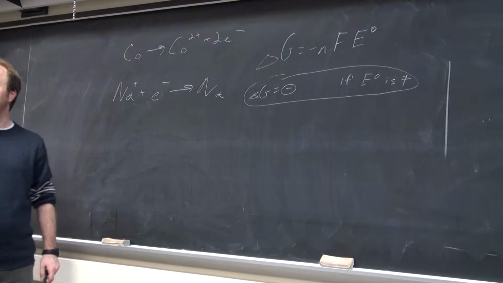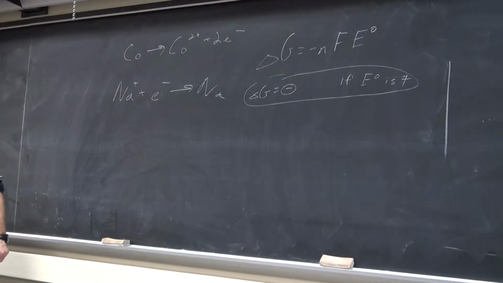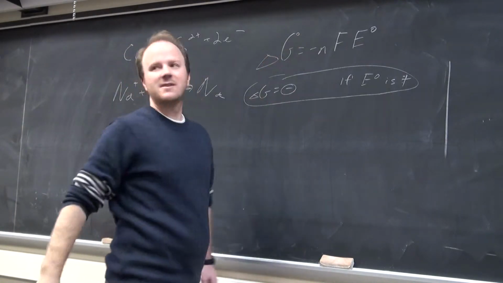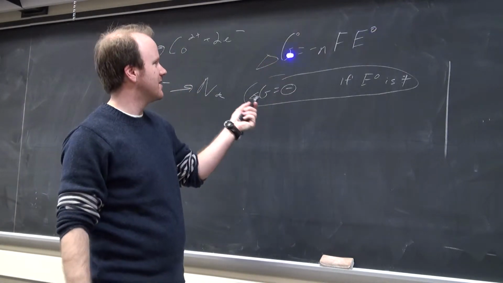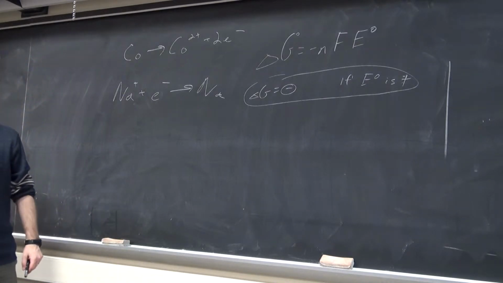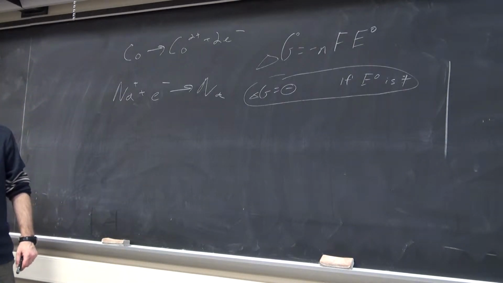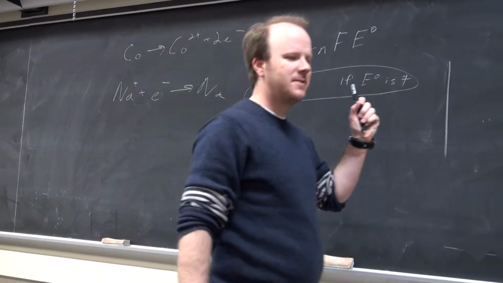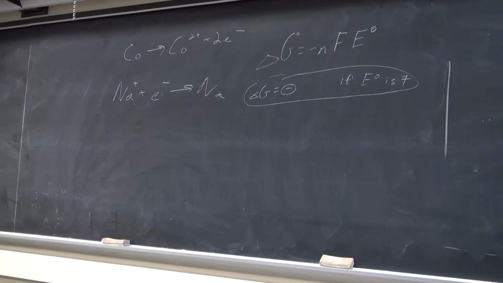And then the reverse. Would that be delta G naught? Yes, I think so. Standard conditions here. So you should know that if you have a positive E0 or a negative E0, you should be able to tell me whether this is thermodynamically favorable or not.